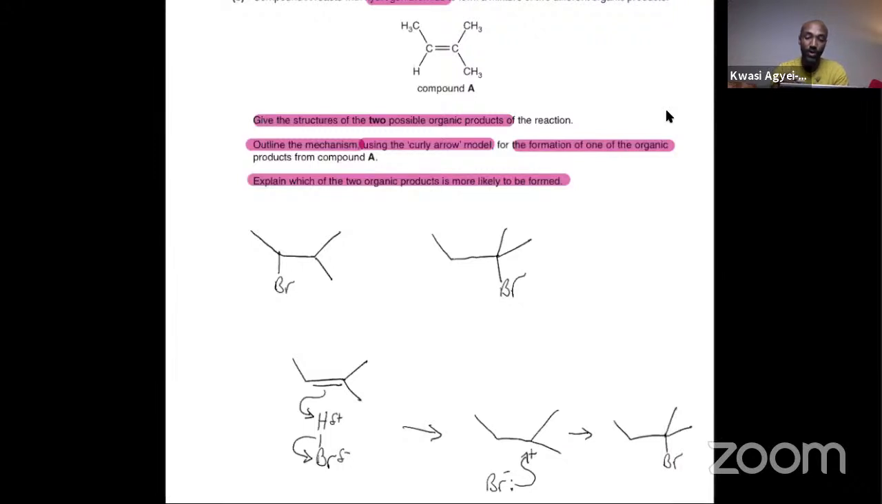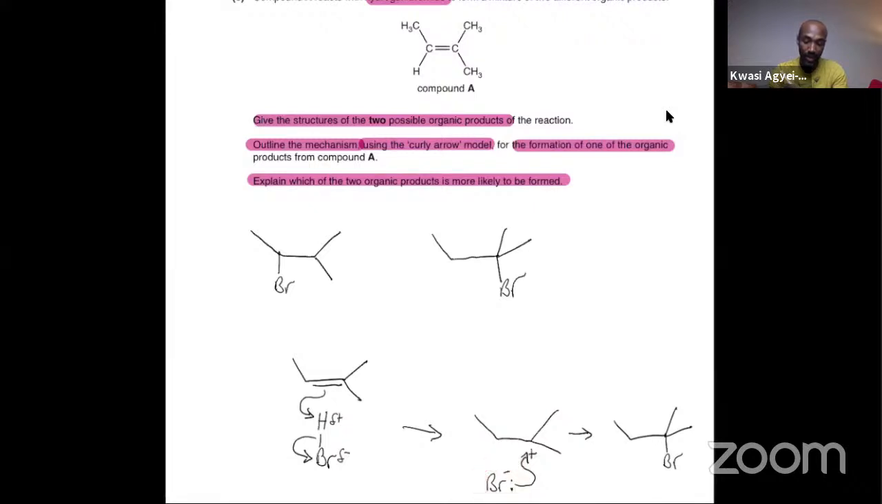Okay, so the question required us to outline the mechanism using the curly arrow model for the formation of one of the organic products. So double check our mechanism, starting from the source of electrons, going to the hydrogen with a delta plus, HBr bond broken, curly arrow starts from the middle of the bond to the bromine atom. We form our carbocation, the tertiary carbocation, and the bromide ion.